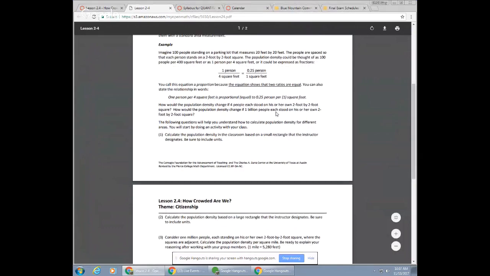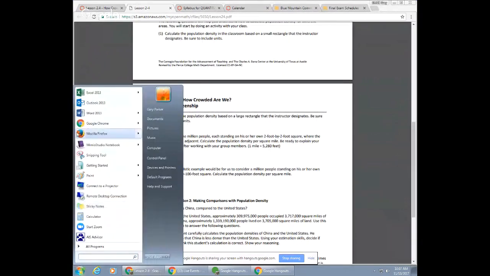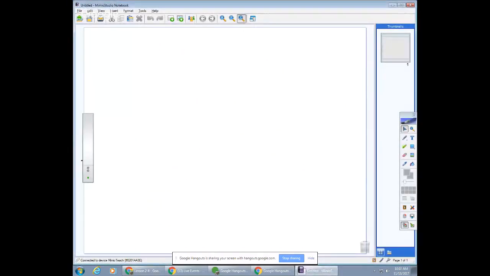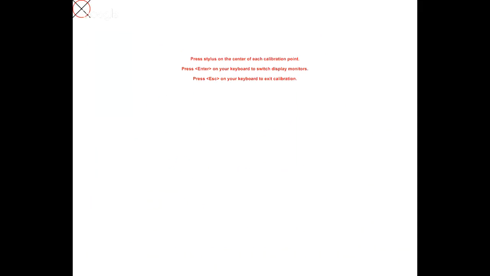All right, so we were playing with population density last time. Let's continue where we left off. Get my notebook up. So how far are we trying to do? How many lessons are there? There's 10 in this module, so we're going to try and do all 10. We might not get to number 10 because we're a couple days behind, and that's okay if we don't get there.